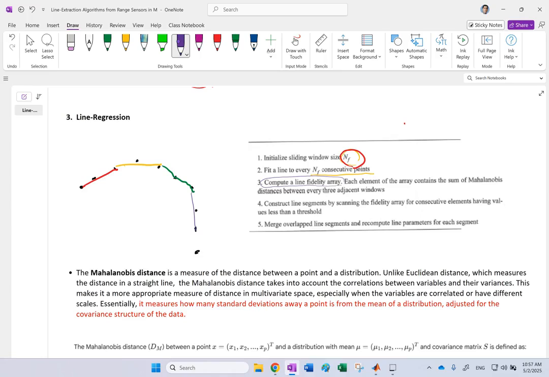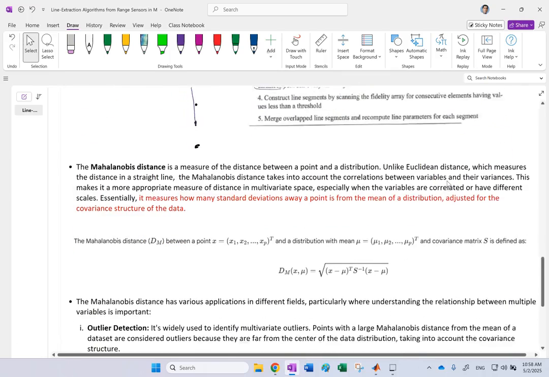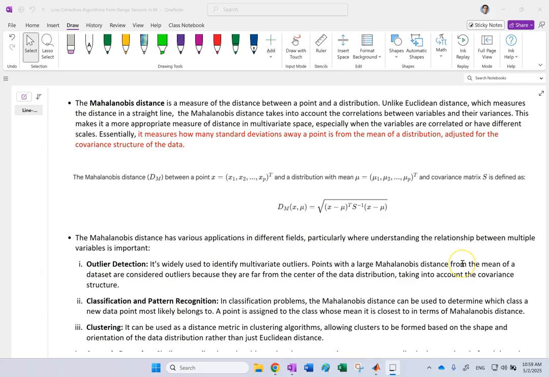So here, what you would use is the Mahalanobis distance, which is between every 3 adjacent windows. So between every 3 of these, you will calculate a Mahalanobis distance. And since on my channel, as far as I looked, I have never introduced the Mahalanobis distance, and this distance is used a lot in machine learning, deep learning, computer vision, robotics, and so on, I want to briefly talk about this distance before moving on with the rest of the algorithm. So what is this?